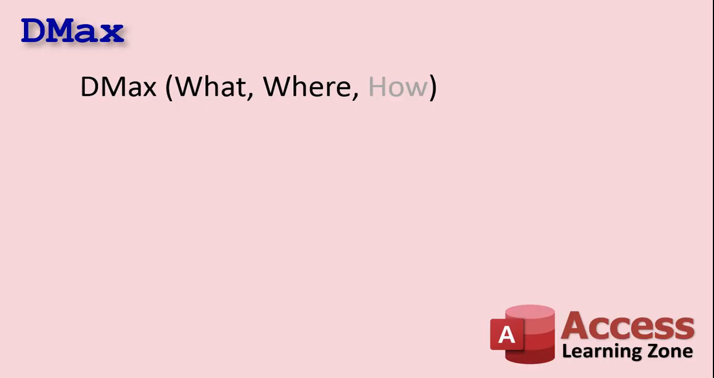Now, the DMax function takes two or optionally three bits of information. What is the field you're looking for? Where is the table or query that you're looking in? And then, optionally, some criteria, for example, this customer ID?